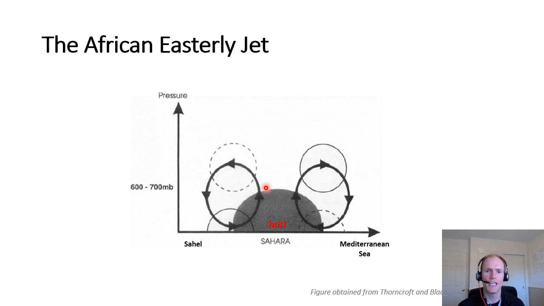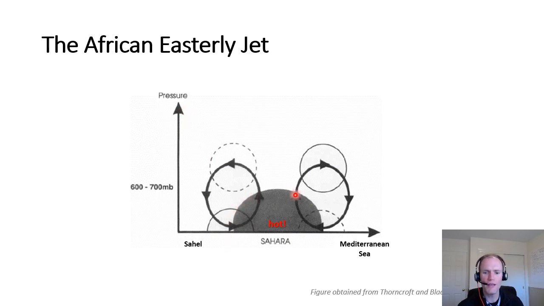So we can take a look at this schematic here, and we'll look at this in two ways to help us understand how we get the African easterly jet in response to that heating, particularly that over the Sahara Desert. So we have the Sahel here to the left on the diagram, the Sahara in the gray shaded region here in the middle, and we can envision the Mediterranean Sea is on the far east side or the far right side of the diagram. Pressure is our vertical coordinate, so we have the surface, 600 to 700 hectopascals. The tropopause would be up here toward the top of the diagram.